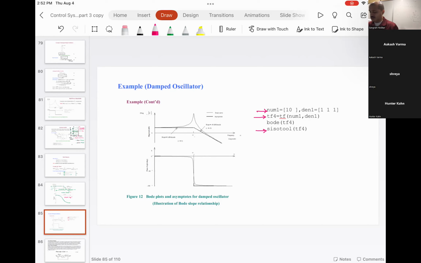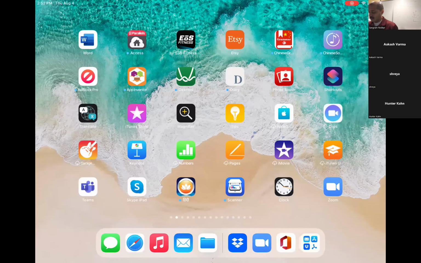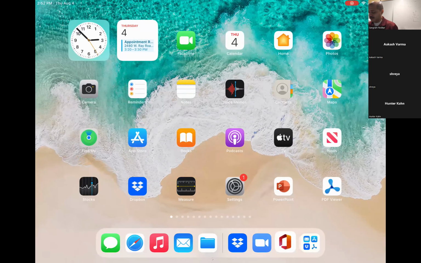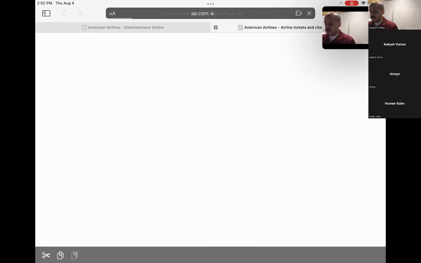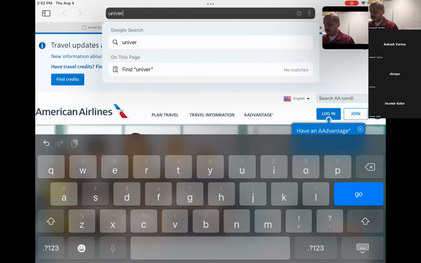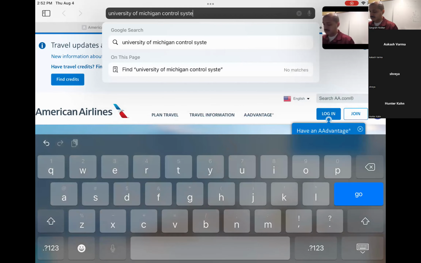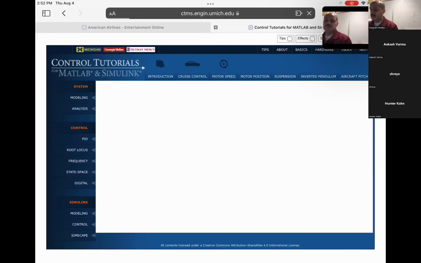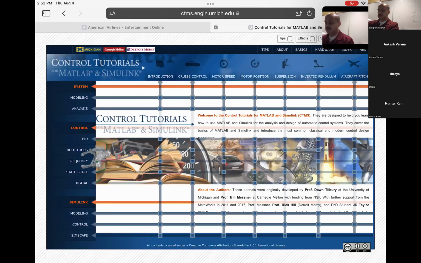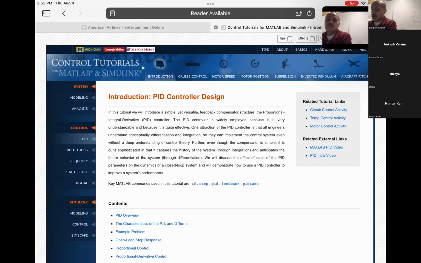Let me go back to Zoom. Share screen. So go to University of Michigan, Control Systems. And go to Control Tutorials for MATLAB and Simulink. Now, what I want you to do is go to PID. And in PID, I want you to do this motor control activity.